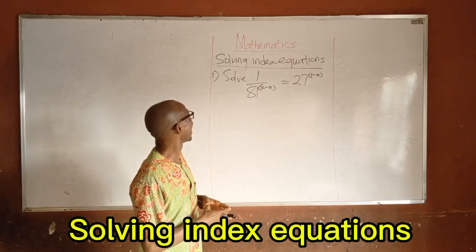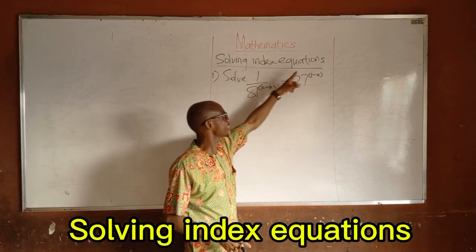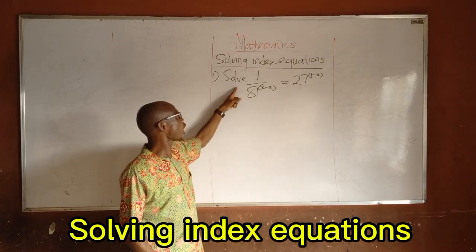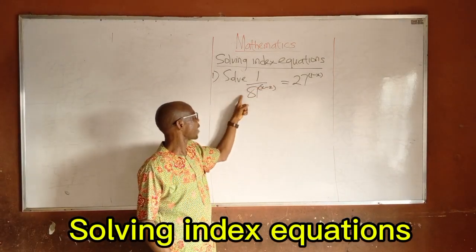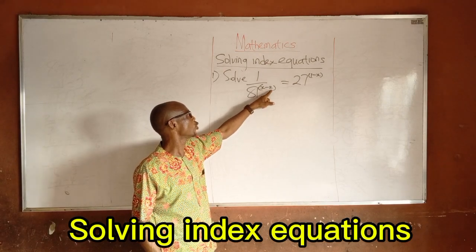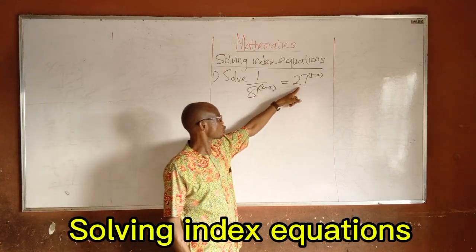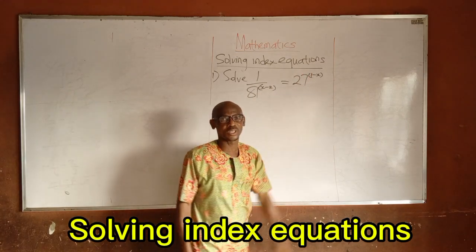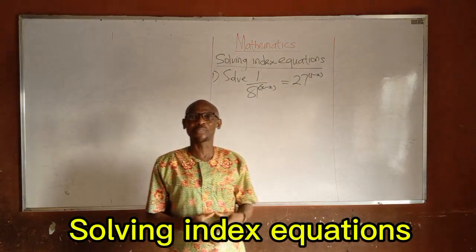Today we are going to look at solving index equations. I'm going to start with this first question. Solve (1 over 81) raised to the power of (x minus 2) equals 27 raised to the power of (1 minus x). We are going to look at that.